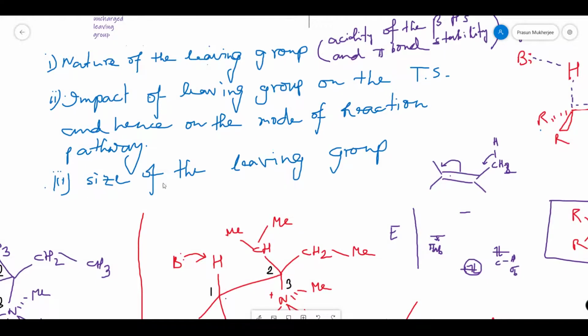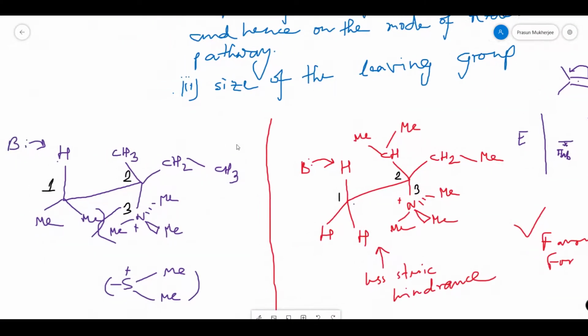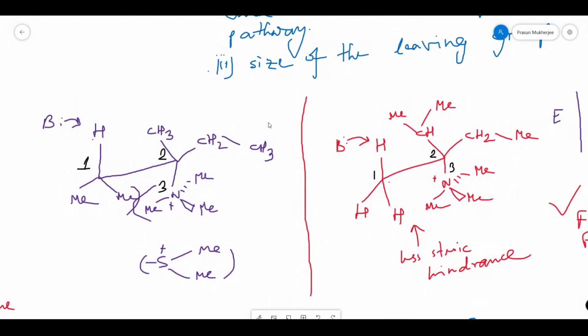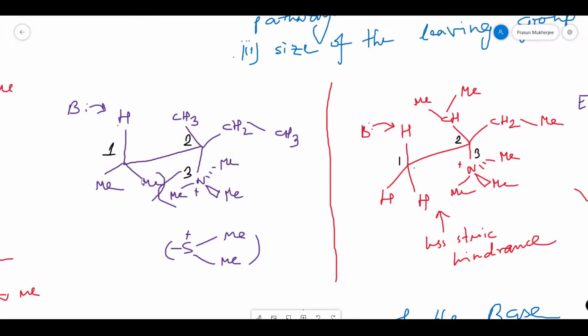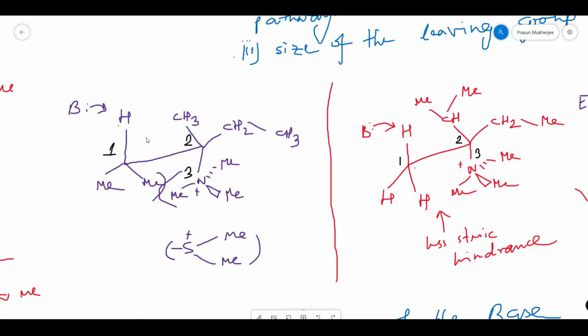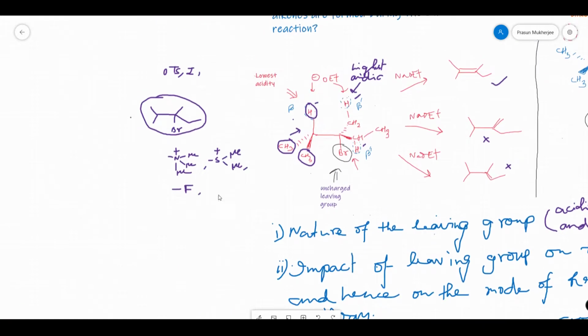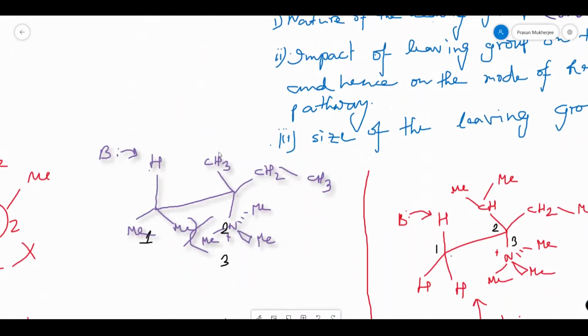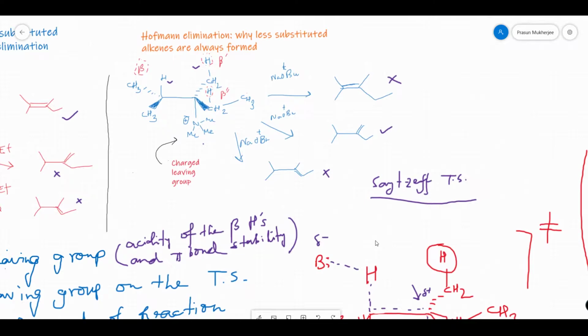Number 3 is size of the leaving group. This is a very interesting point or factor. To understand the effect of the size of the leaving group, we have to draw the molecule in Sawhorse projection or Newman projection. In this case I have drawn the structure in Sawhorse projection. So this is the Sawhorse projection formula of this molecule.